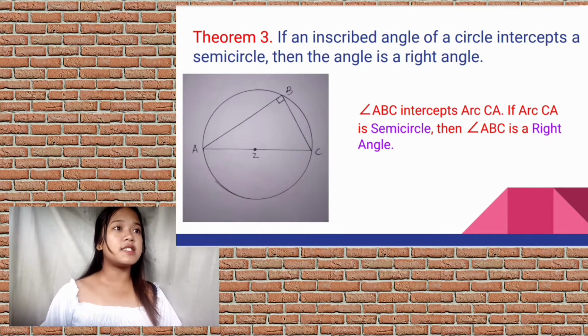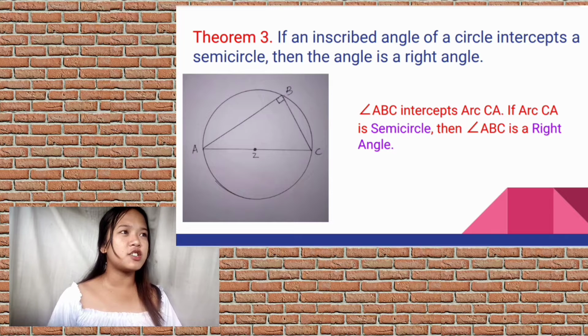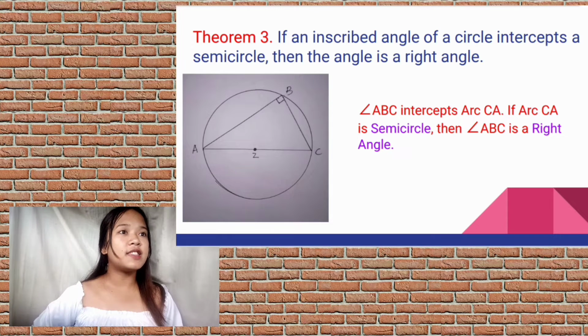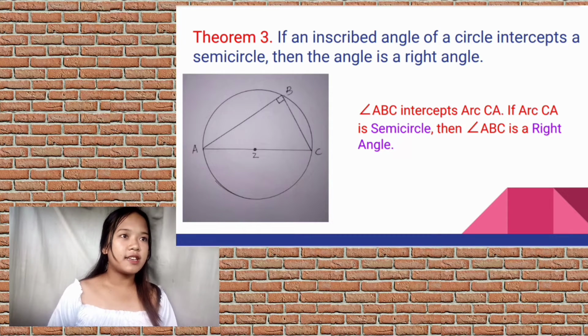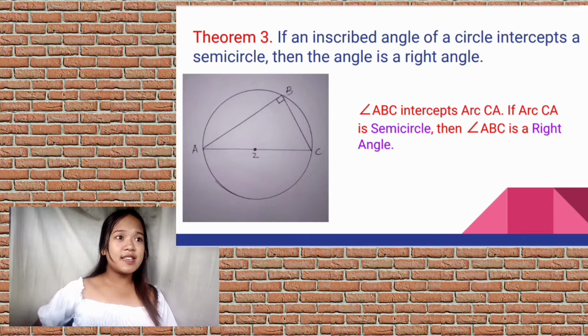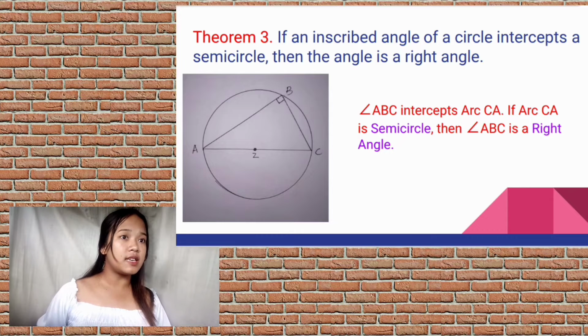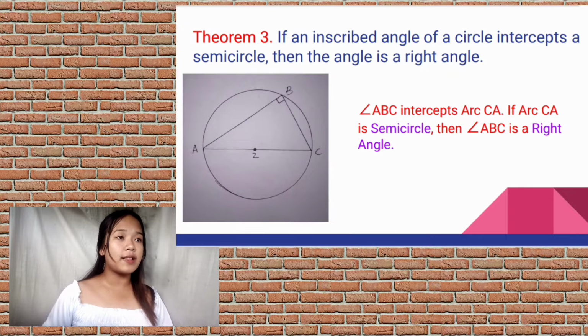Theorem 3. If an inscribed angle of a circle intercepts a semicircle, then the angle is a right angle. Angle ABC is an inscribed angle, intercepting the diameter AC. Angle ABC is a right angle, since arc CA is a semicircle.